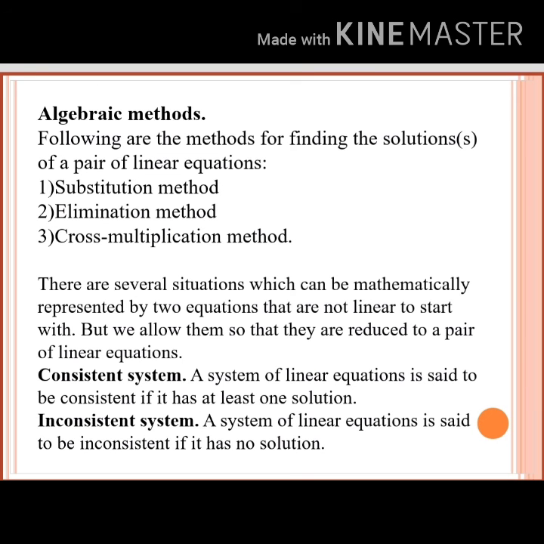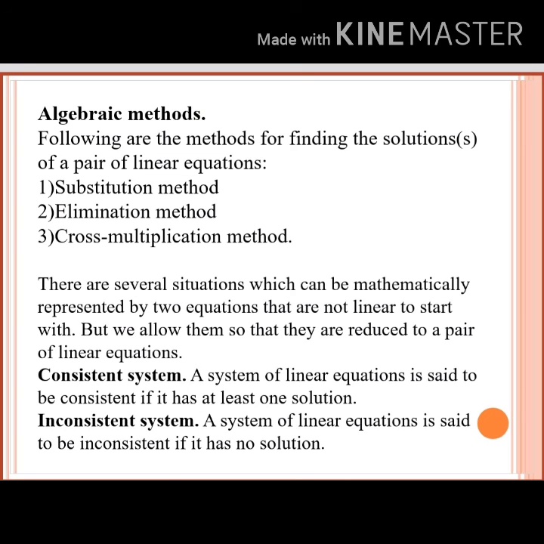Now, algebraic methods. There are the following methods for finding the solution of a pair of linear equations. The first one is the substitution method, the second is the elimination method, and the third one is the cross multiplication method. There are several situations which can be mathematically represented by two equations that are not linear to start with, but we allow them so that they can be reduced to a pair of linear equations.